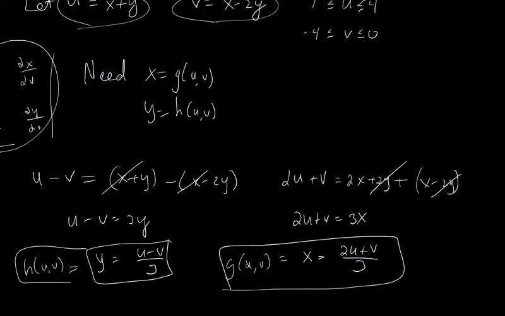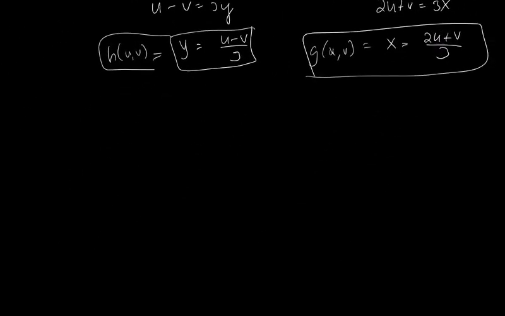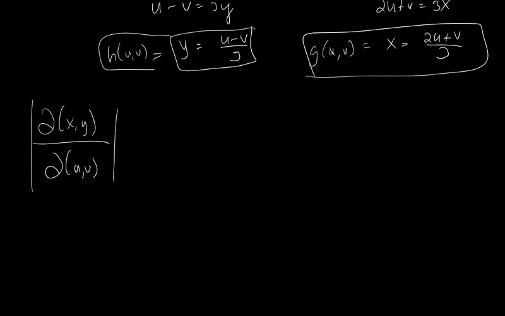All right, so now that I have that, I can find my Jacobian and we can change our variables. So the Jacobian, partial (x, y) over partial (u, v), is going to be the absolute value of the determinant of my partials. Partial x with respect to u is 2/3, partial x with respect to v is 1/3, partial y with respect to u is 1/3, and partial y with respect to v is negative 1/3.